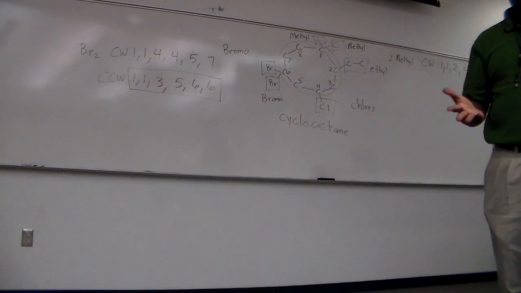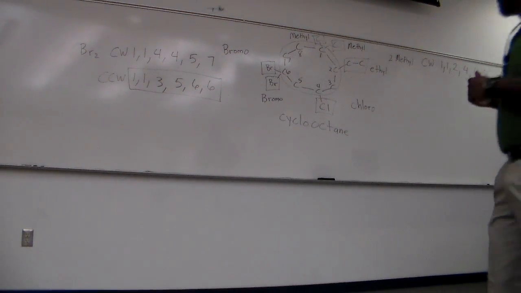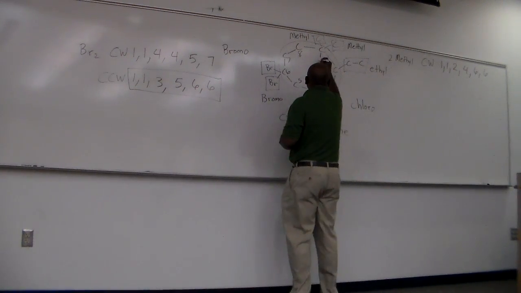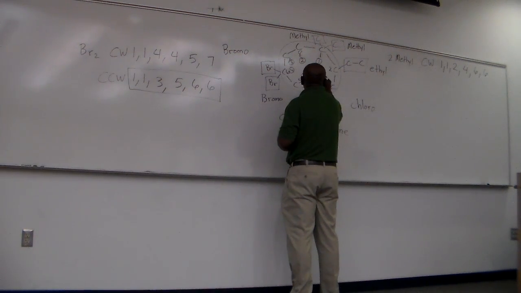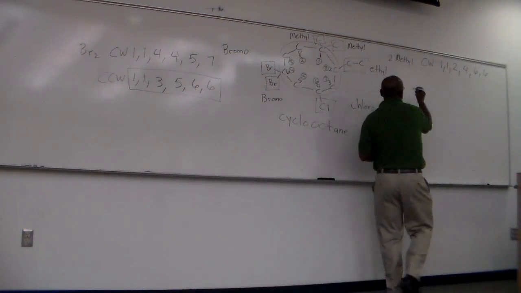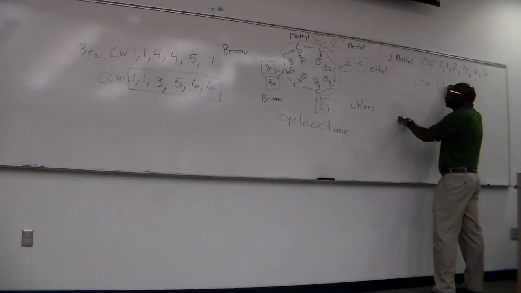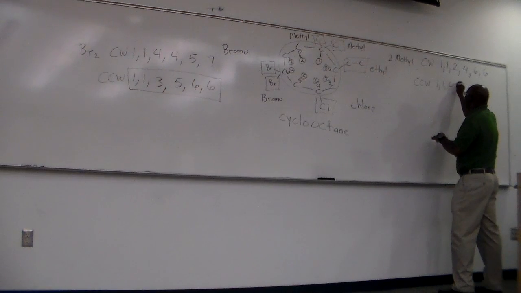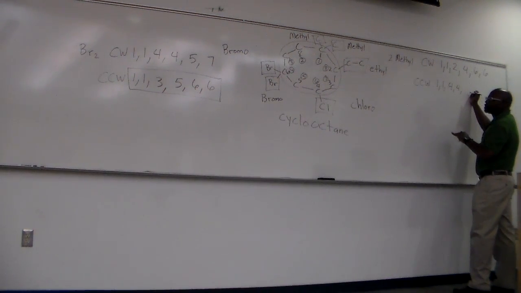If I do counterclockwise, still using my 2 methyl groups as my starting point, 1, 2, 3, 4, 5, 6, 7, 8. It's a circle. Counterclockwise, my numbers will be 1, 1, 4, 4, 6, 8.